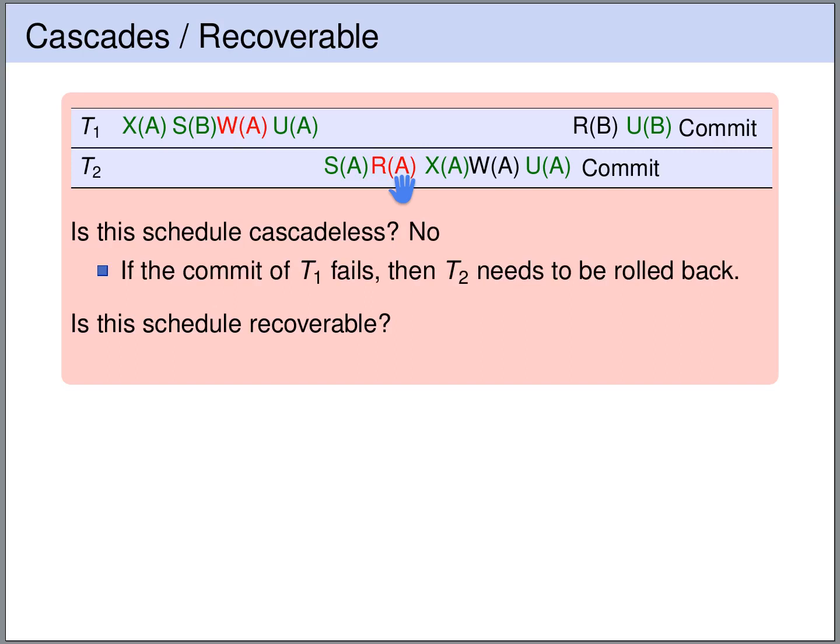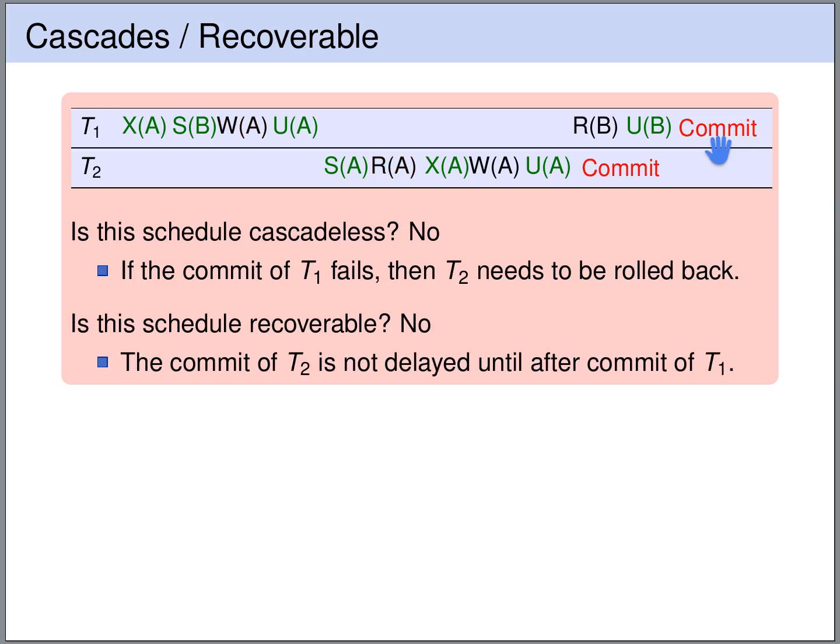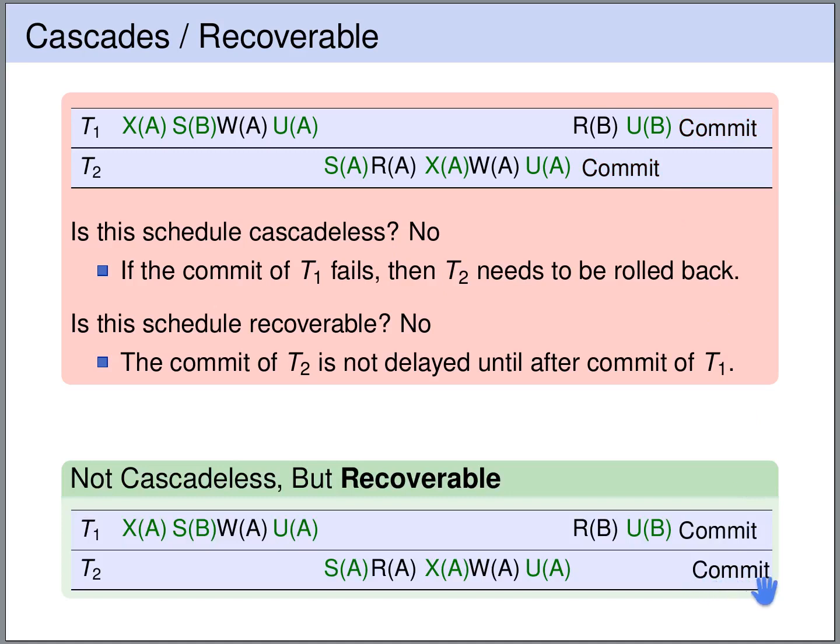Is the schedule recoverable? It's also not recoverable because there is this dirty read. T2 has read the value written by T1, and the commit of T2 is not delayed until after the commit of T1. So the schedule is also not recoverable. If we allow the commit of T2 at this point and T1 fails, then T2 is already finished and can no longer be aborted. So this is not a good schedule. So at least what we want is that the commit of T2 is delayed until after the commit of T1, then the schedule is at least recoverable. If now T1 is aborted, also T2 can be aborted.